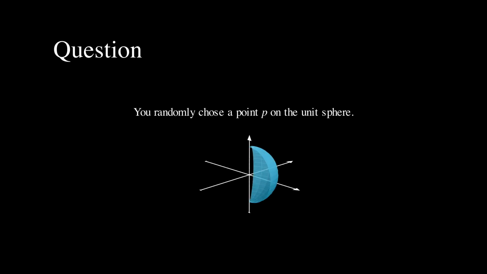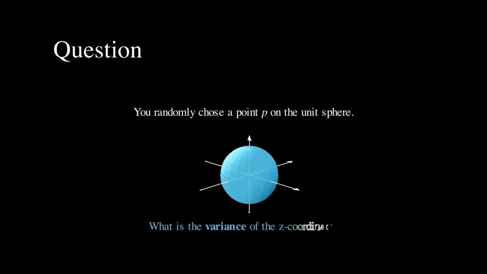You randomly choose a point P on the unit sphere. What is the variance of the z coordinate?